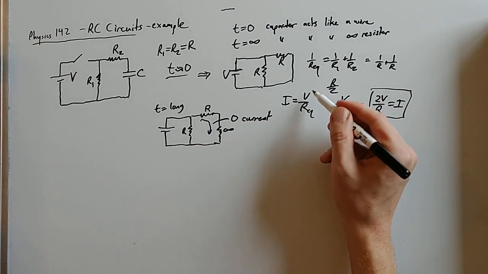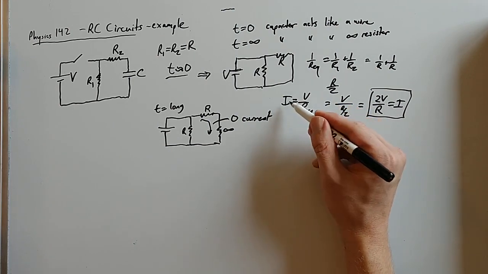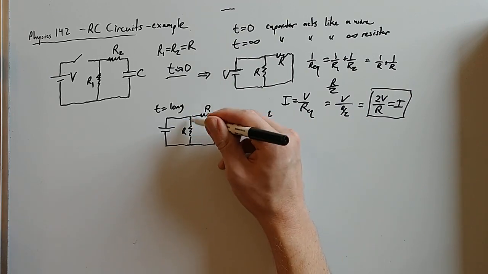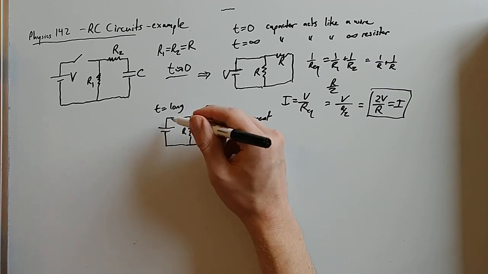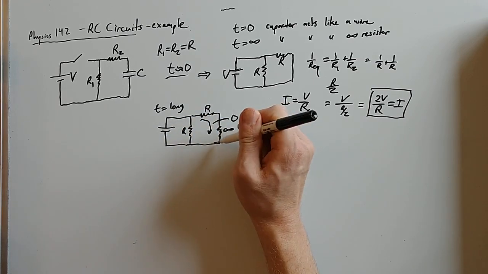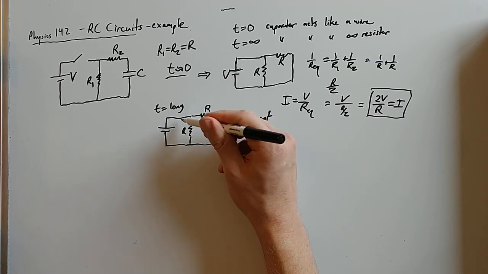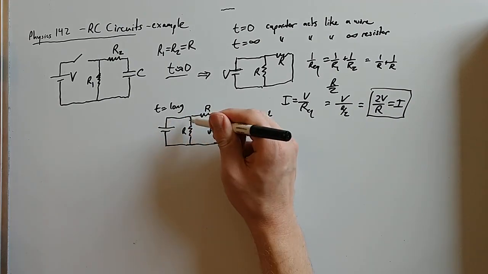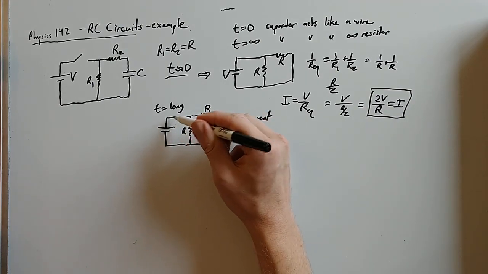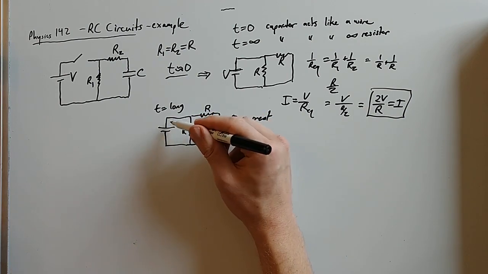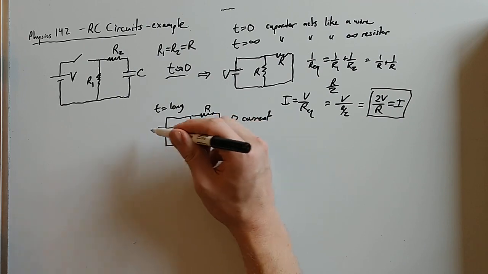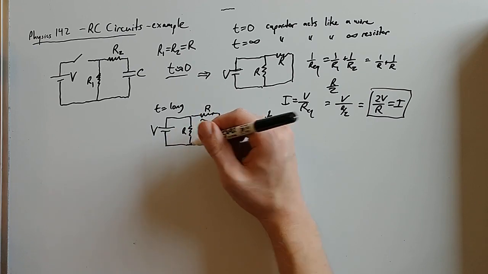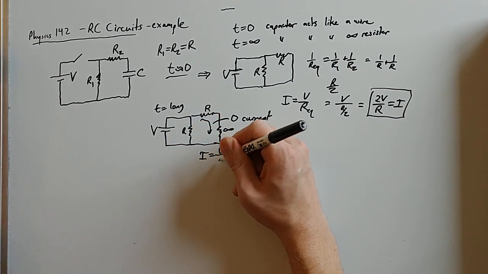I is V over R. If I divide by infinity, I get 0. So no current's flowing here, but current can still flow through this part of the wire. This isn't attached to the capacitor, so you still have current flowing in the circuit. It's just not going through the part with the capacitor. And so here we still have current flowing through this resistor. That's essentially the most basic circuit, where the current flowing is just going to be V over R. So here, the total current that goes through is all of it, and I is just going to be V over R.